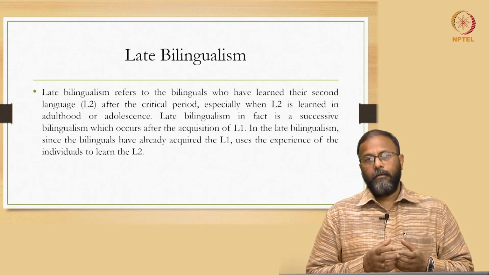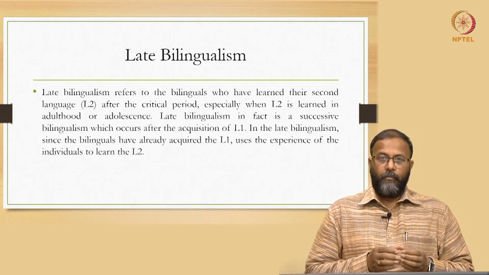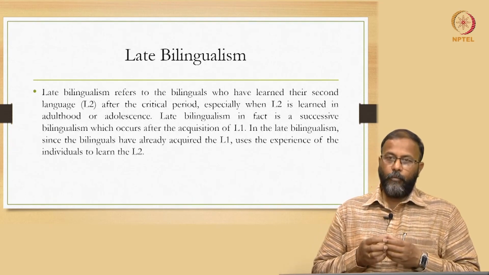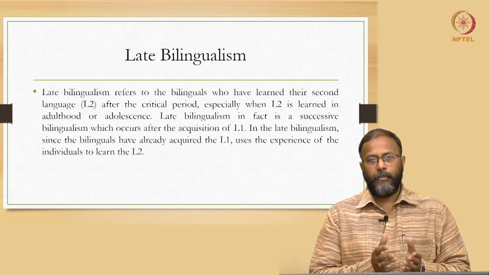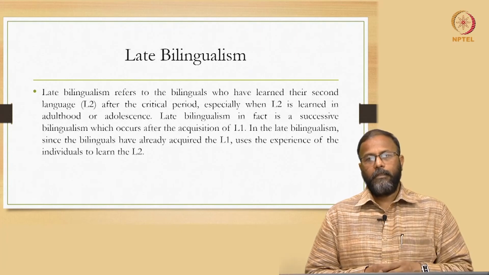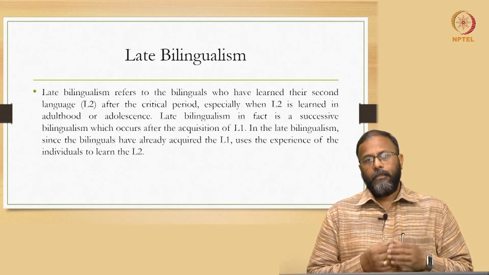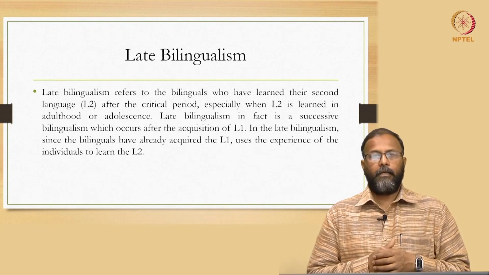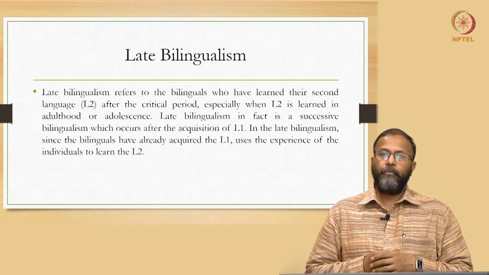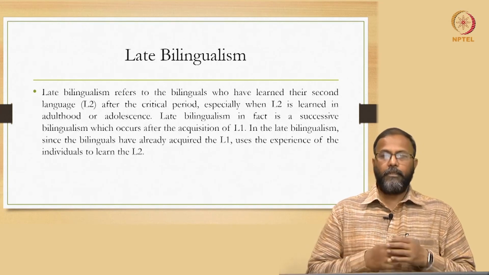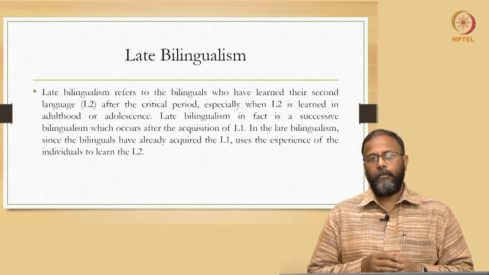So, in late bilingualism, since the bilinguals have already acquired L1, the mother tongue, they use the experience of L1 to learn L2. It is successive. L1 learning is complete, and then you learn L2, the second language, right? And the experience of acquisition in L1 is used as a resource to learn the second language. So the proficiency in L2 will not be similar to that of early bilinguals who learned both these languages before the critical period, right. So that is early bilingualism and late bilingualism, and that is the difference.